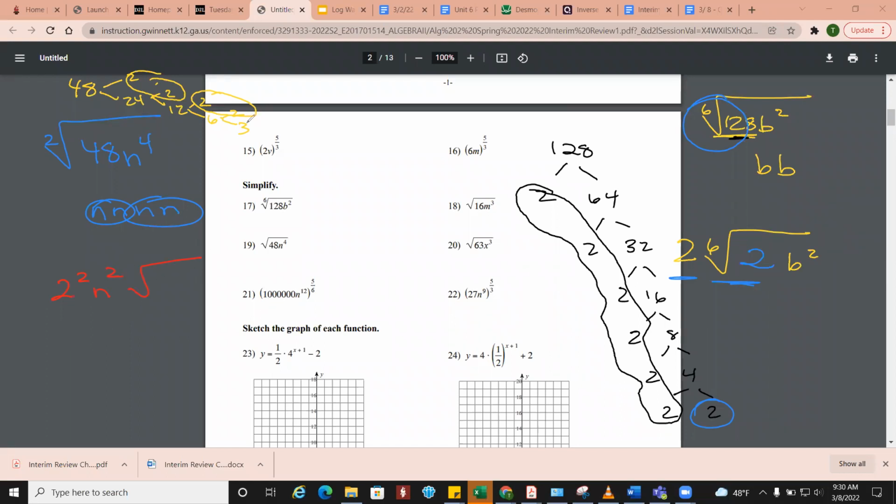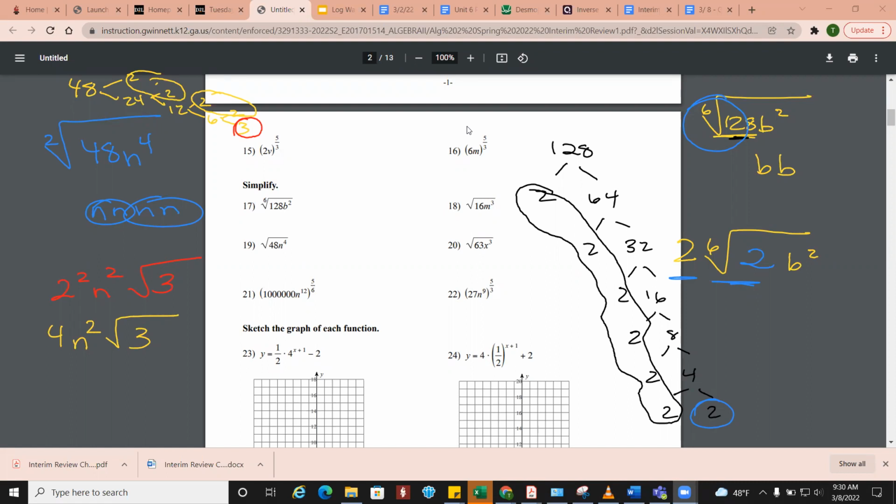Now, what am I left with in this little tree? I'm left with a 3. So that 3 is going to stay inside the radical. Can we simplify 2 to the second? Yeah. That would give me 4 n to the second square root of 3. Like I said, I would really take the square root of 48 and then look at my answer choices and see which one gives me the same.